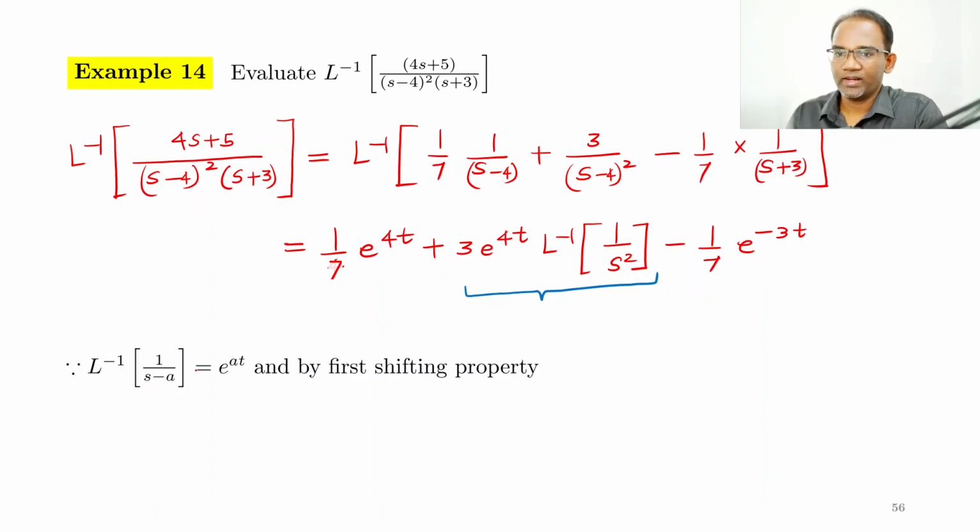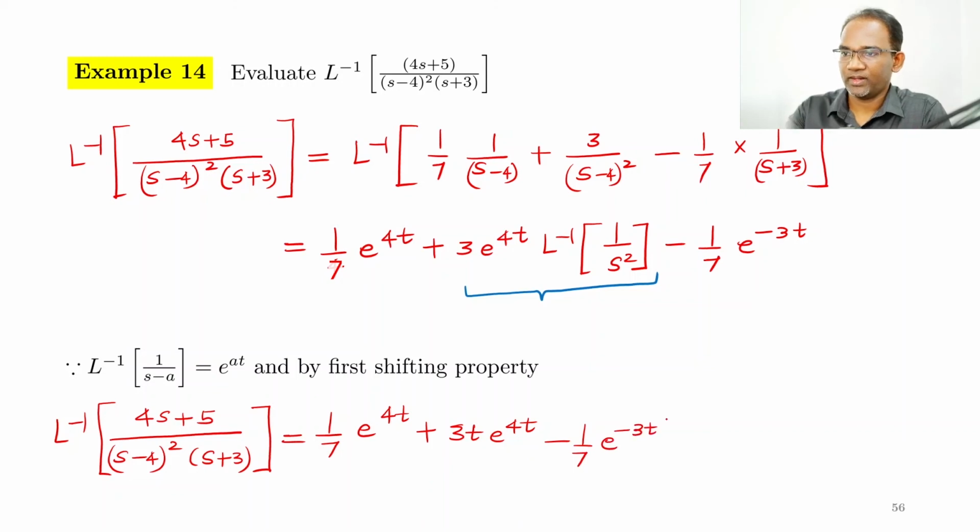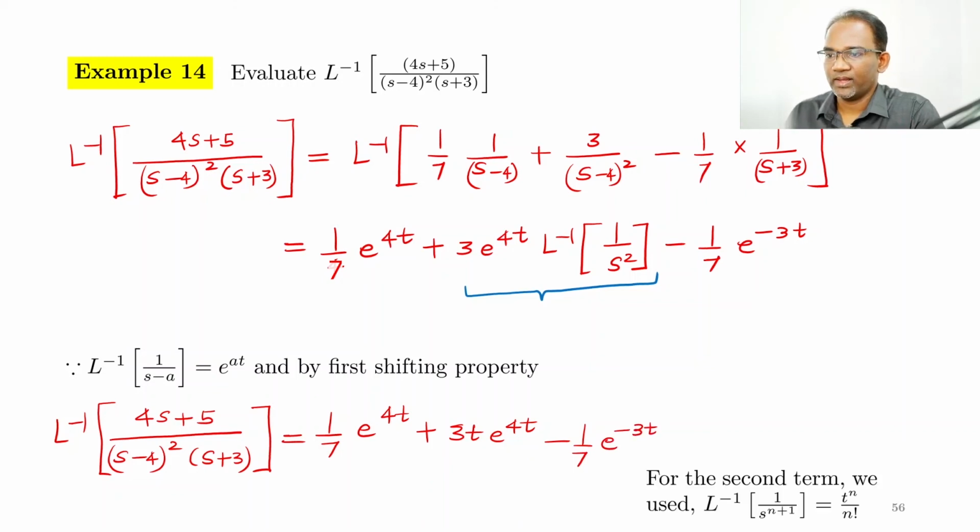Also, we have L inverse of 1 over s minus a equal to e raised to at. Therefore, L inverse of (4s plus 5) over (s minus 4) the whole square times (s plus 3) is equal to 1 over 7 e raised to 4t plus 3t e raised to 4t minus 1 over 7 e raised to minus 3t. Now for the second term we have used L inverse of 1 over s raised to n plus 1 equal to t raised to n over n factorial. So that gives us the final result.